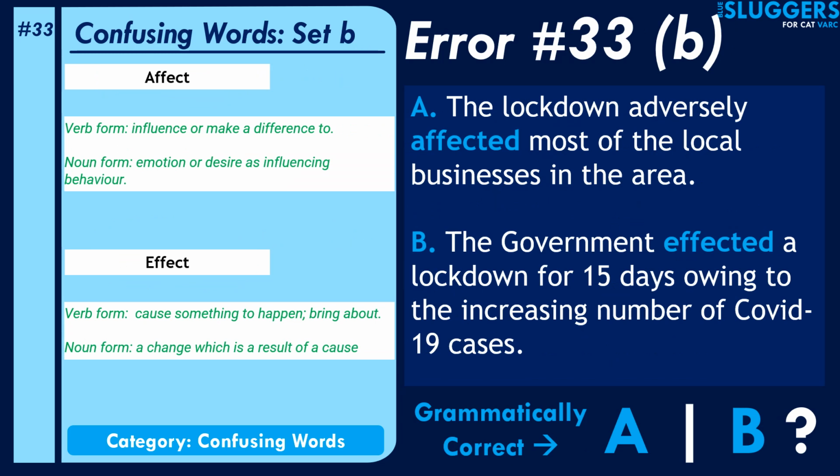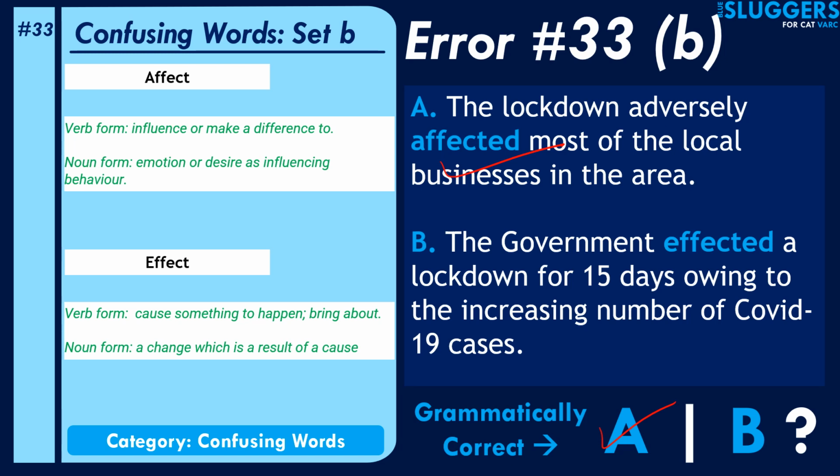Next set of words: affect and effect. When you say affect, the verb form basically means to influence or make a difference to something. For example, in the sentence, the lockdown adversely affected most of the local businesses in the area, it means it adversely influenced them. This seems to be correct.